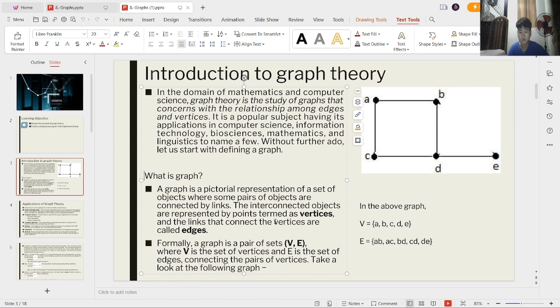So the vertices, in our example, are A, B, C, D, E, which is our V. Then E is our edges, which is AB. This is an edge AB. Then AC, BD, CD, and DE. These are our edges.